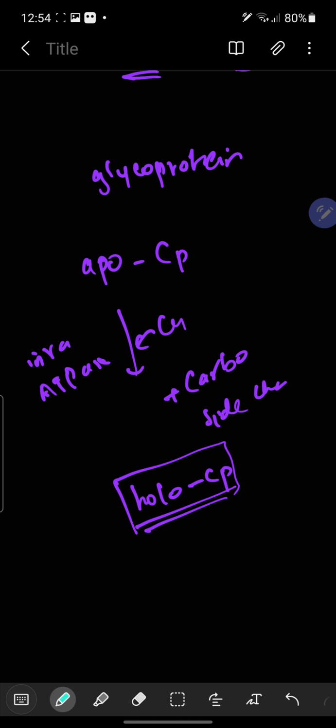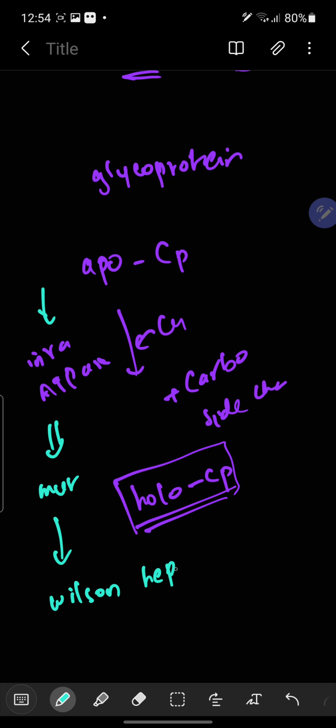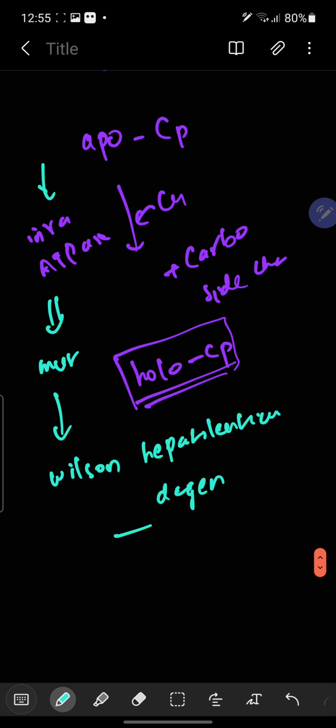Here I would like to highlight a point: if there is a defect in the gene which is encoding this intracellular ATPase, the copper binding ATPase in the cell, if there is a genetic mutation, it leads to Wilson's disease, also called Wilson hepatolenticular degeneration. Okay, this is an autosomal recessive disease. I will be discussing Wilson hepatolenticular degeneration more later.